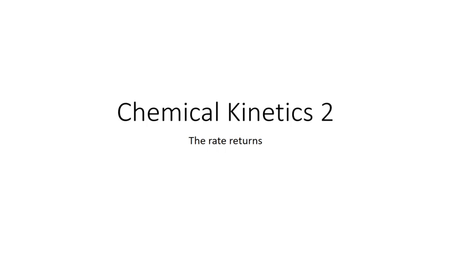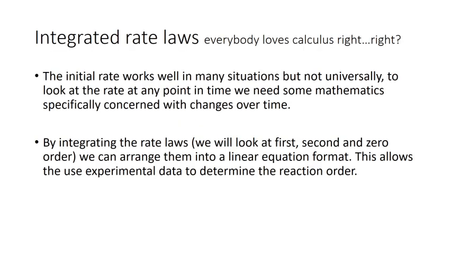All right, so here we go for the second part of chemical kinetics. When we left off, we were talking about rate laws and the instantaneous, the initial rate. That works well in a lot of situations, but as I have written here, it does not work well universally. So when we are looking for a universal solution, we need some mathematics specifically concerned with change over time, which is the domain of calculus.